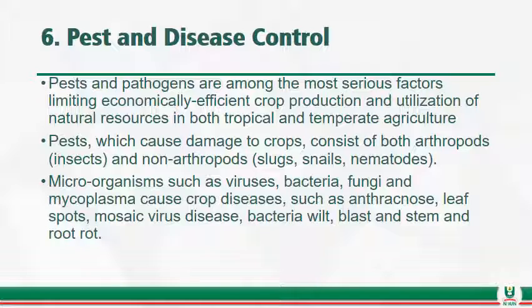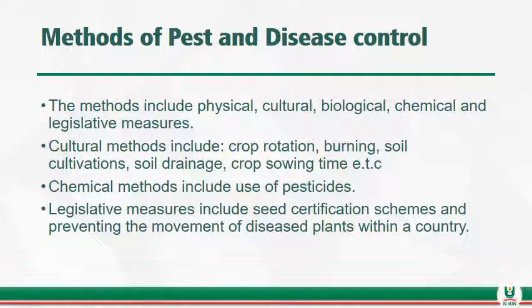They cause various diseases such as anthracnose, leaf spot, mosaic virus disease, bacterial wilt, blast, stem rust. They are all diseases that should be controlled if you don't want to get a total loss of crop production. The methods of pest and disease control include the physical method, cultural method, biological method, chemical method, and legislative measures. The cultural method also talks about crop rotation, burning, soil cultivation, soil drainage. Everything has to be in check so that you will not be breeding pests and diseases instead of breeding your crops.